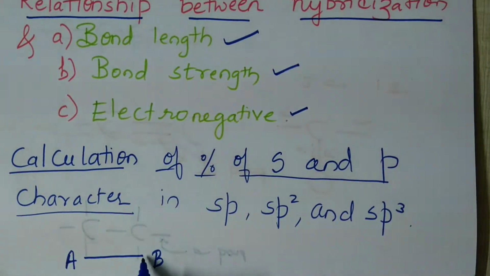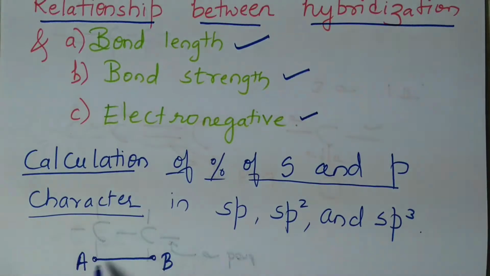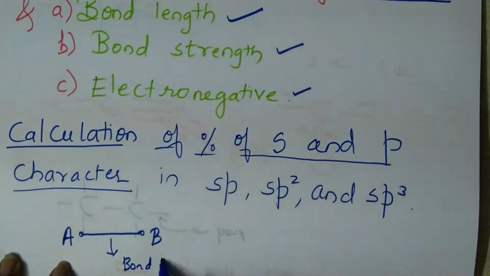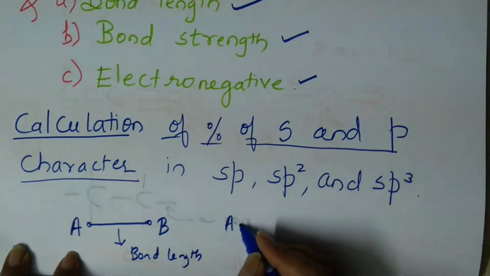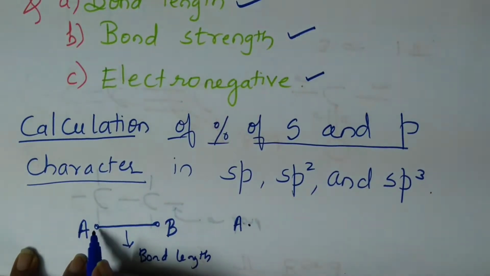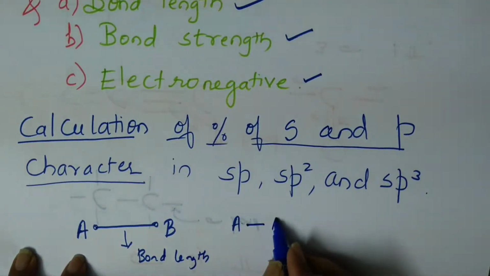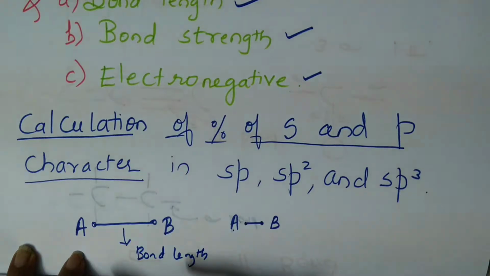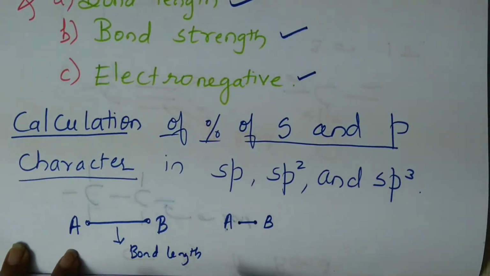A bond is formed between two atoms due to pairing of electrons, right? And distance between them is called as bond length. Bond length can be more or bond length can be less. So, the bond length of this is much greater compared to the bond length between A and B here, right? So, bonds can be short bonds, bonds can also be longer ones.